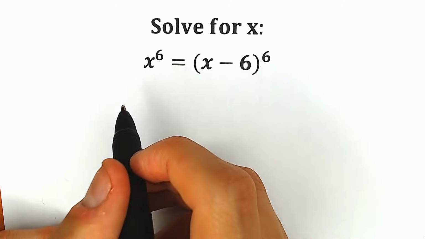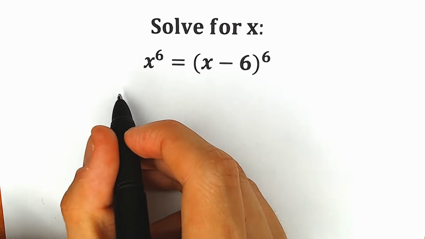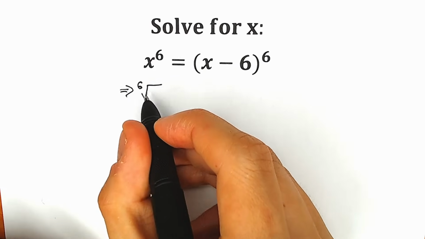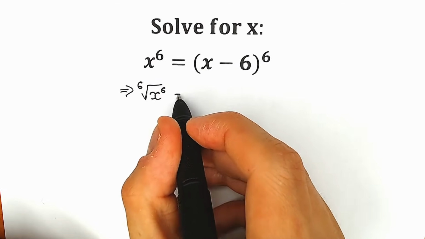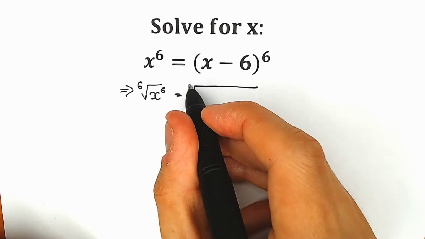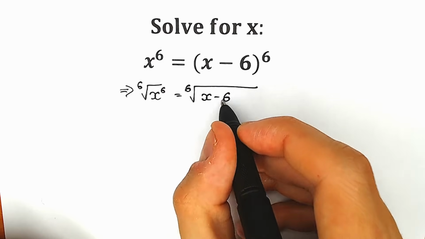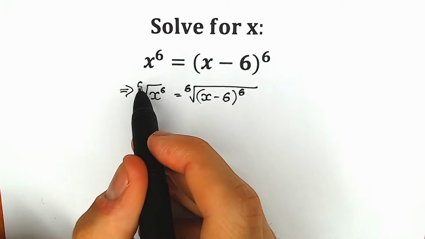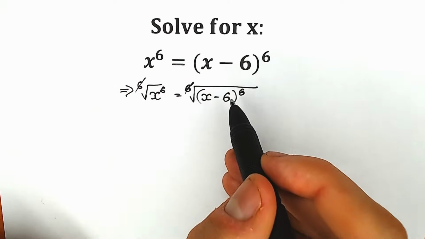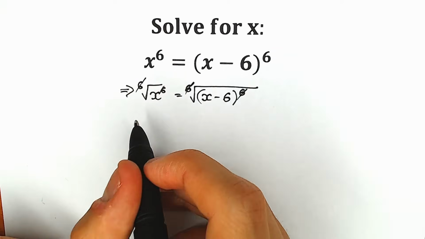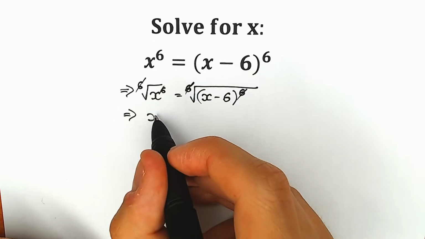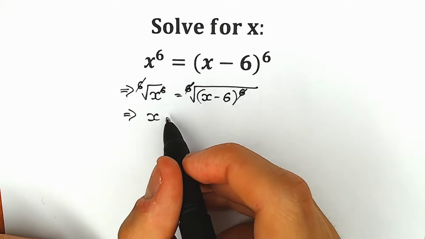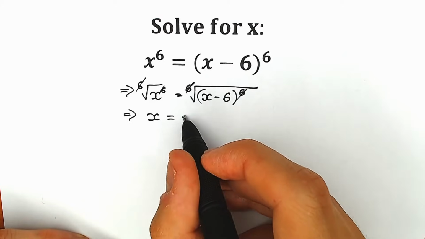A lot of students try to solve this question like that. They say, okay, let's apply the 6th root on both sides. So we have the 6th root right here, x to the power 6 equal to the 6th root of (x minus 6) to the power 6. And then of course they say, okay, we can easily cancel this 6, and a lot of students might be thinking that this expression is equal to x. In simple words, we just cancel these 6 powers. So we have x equal to x minus 6.